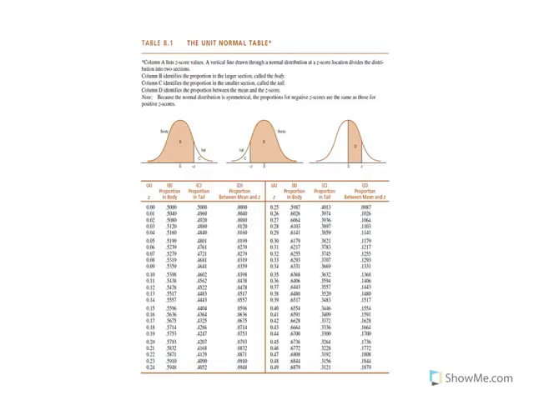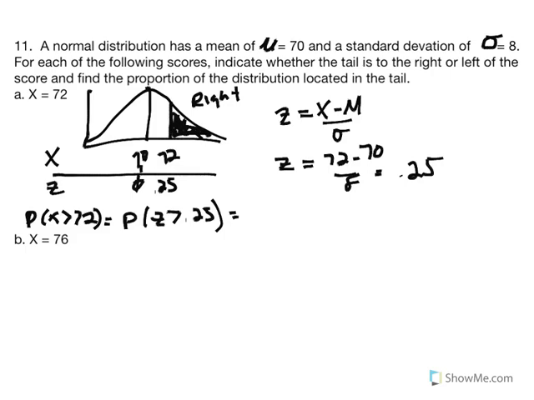Okay, so here's our unit normal table. Again, we enter the table using column A, the z-score. The z-score we're looking for is 0.25, and it's there at the top. The area in the tail is the area of interest. So let's go back and make sense of this in our distribution sketch. Given what we found, this area in the tail is represented by a proportion of 0.4013.